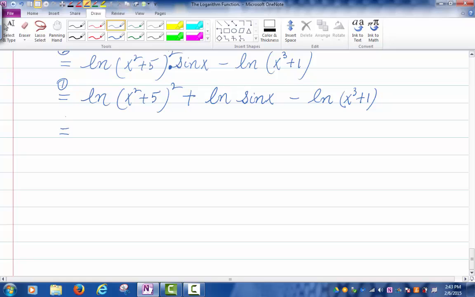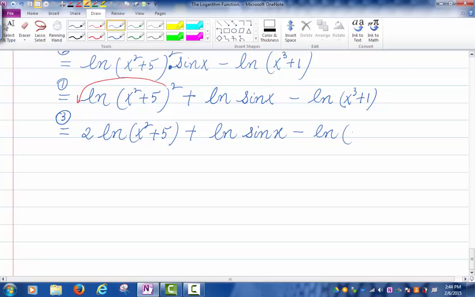And finally, I can apply law number 3. This 2 that I have as the exponent on x squared plus 5 can be brought in front of the log. So this would be 2 ln of x squared plus 5 plus ln of sine x minus ln of x cubed plus 1.